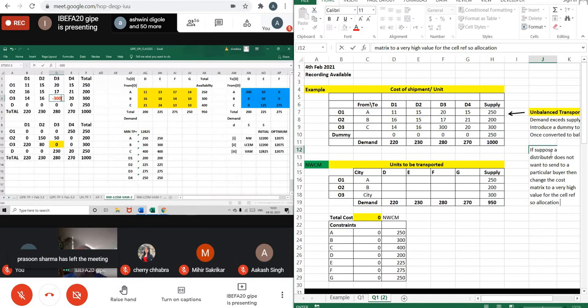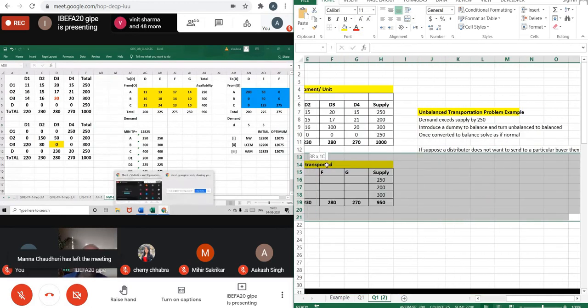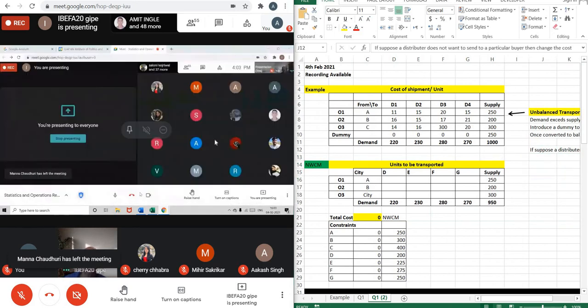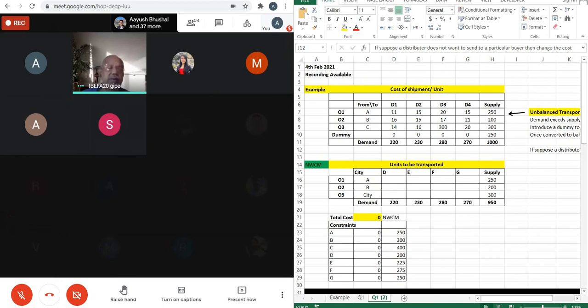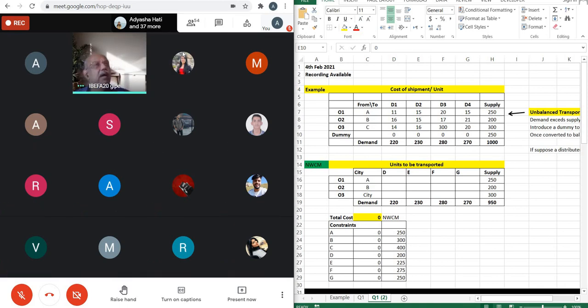Conclusion: my algorithms are the same. But the given problem can be of any type. Accordingly, I have to modify my cost matrix. After modifying the cost matrix, you can apply all the steps which we have shown today.